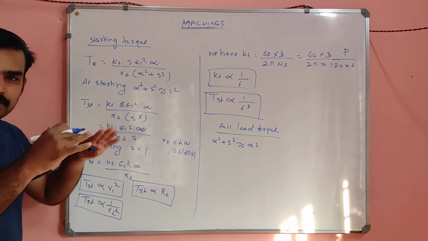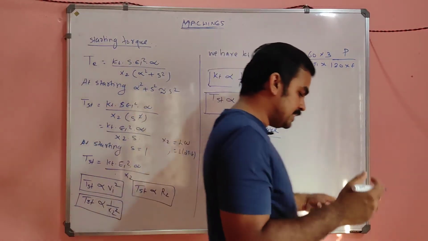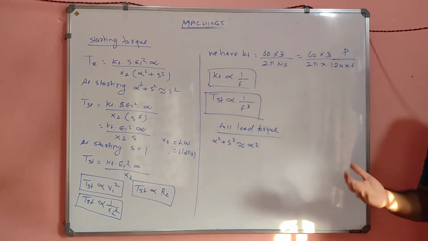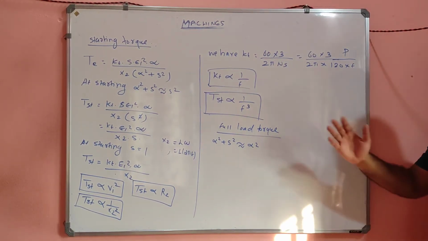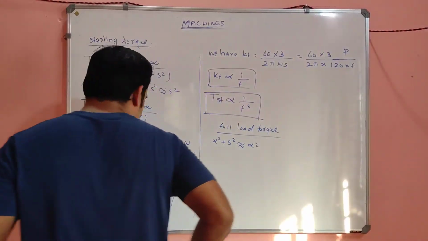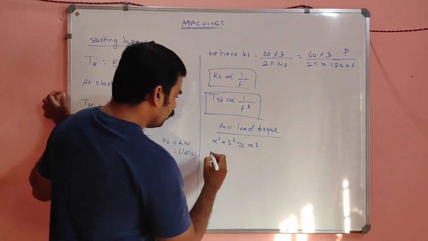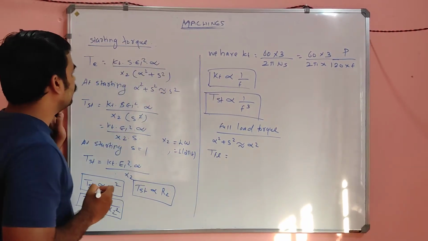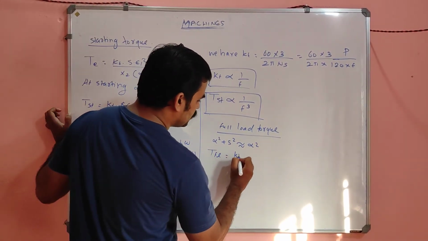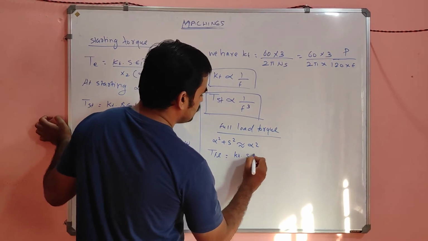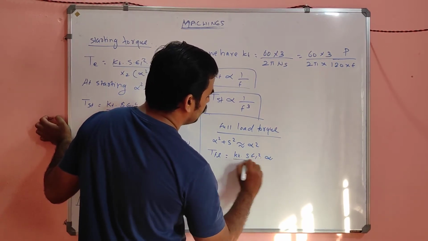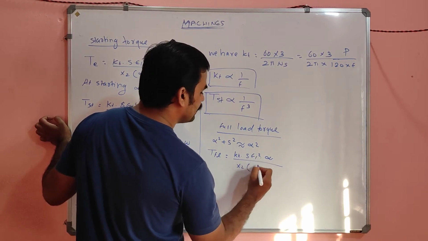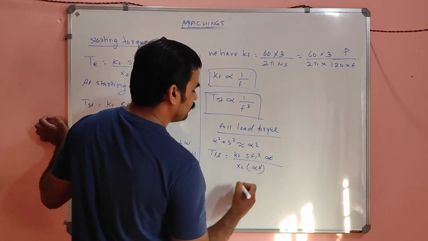At full load condition, or nearly stable condition, what happens? This alpha square plus S square will be nearly equal to what, my dears? Alpha square only. So what will be the result? TFL, I can write, will be equal to some constant KT into S into E1 square into alpha, whole divided by X2 into alpha square, as alpha square plus S square will be simply alpha square.